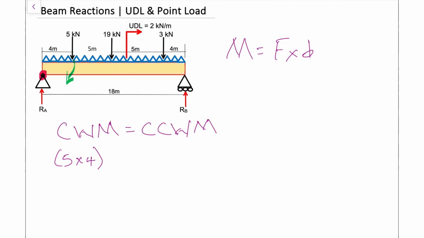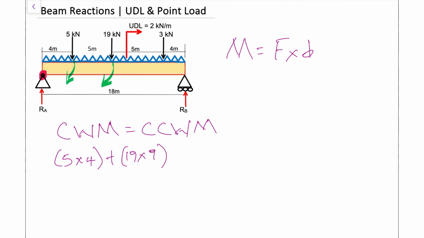Next we go over to the 19 kilonewtons, and we're going to sum that, and the 19 kilonewtons is still trying to pivot like that. So we're going to take that to be a clockwise moment again. So we're going to have 19 multiplied by its distance, which is 9 meters.